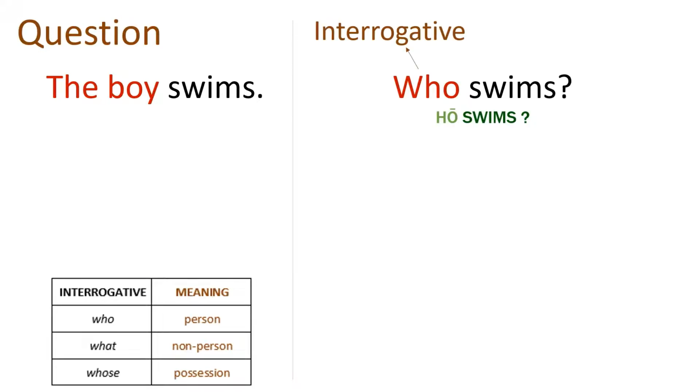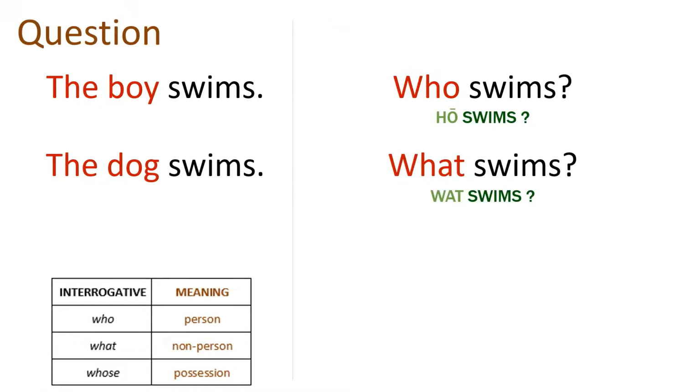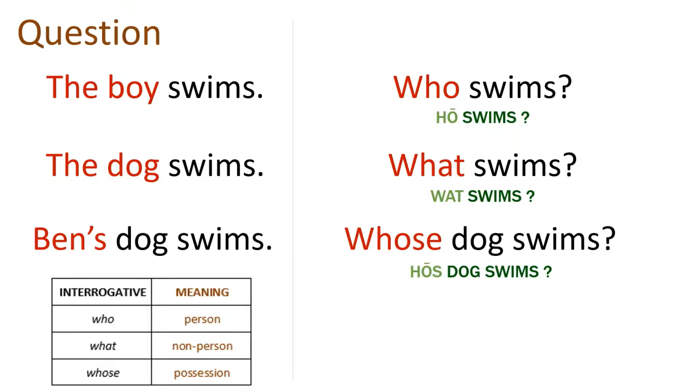In forming the question, we replace the unknown noun, the boy, with the appropriate interrogative pronoun. The interrogative pronouns are who for a person, what for a non-person, and whose for a possessive noun. So the corresponding question is who swims? In the same way, if the statement is "the dog swims," the appropriate question would be what swims? And if the statement is "Ben's dog swims," and we want to know who the possessor is, the appropriate question is whose dog swims?